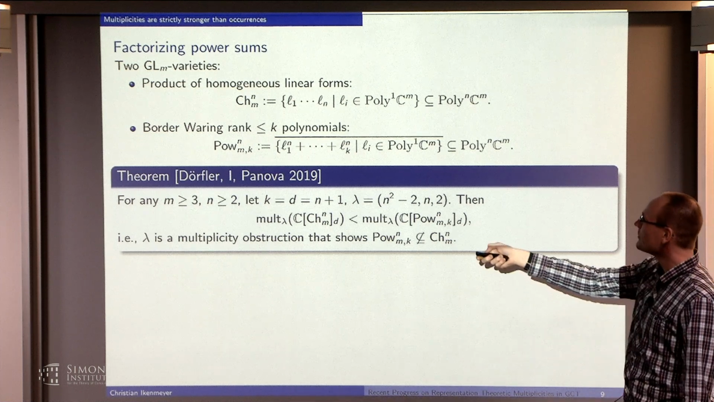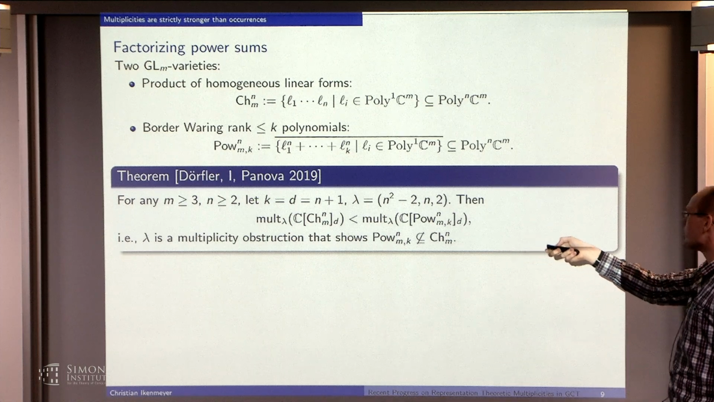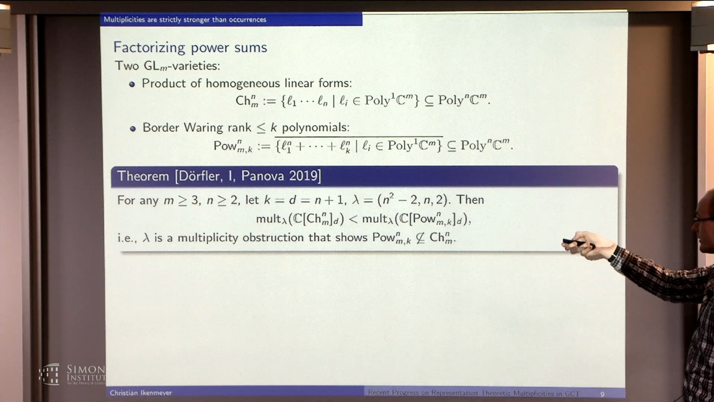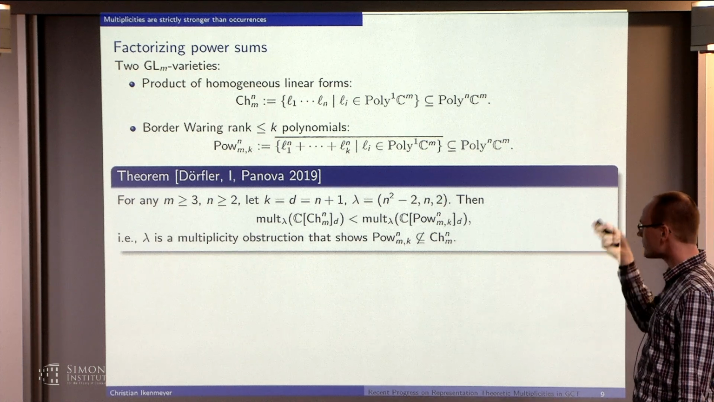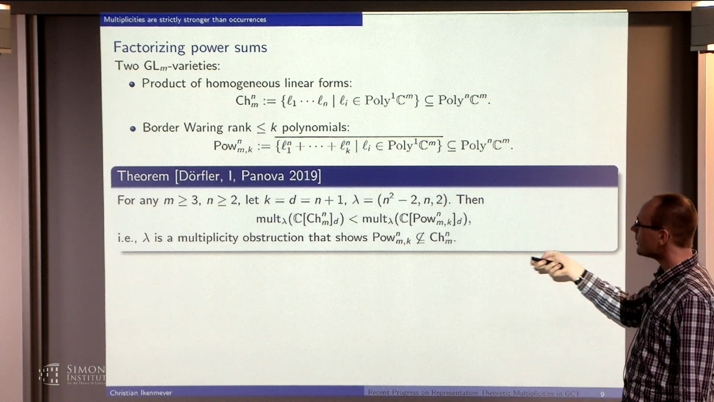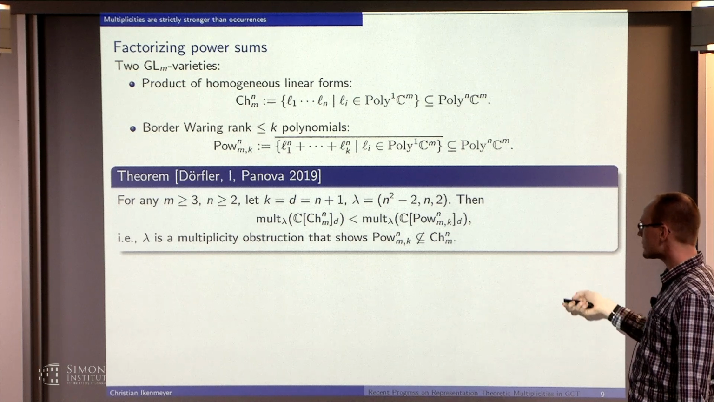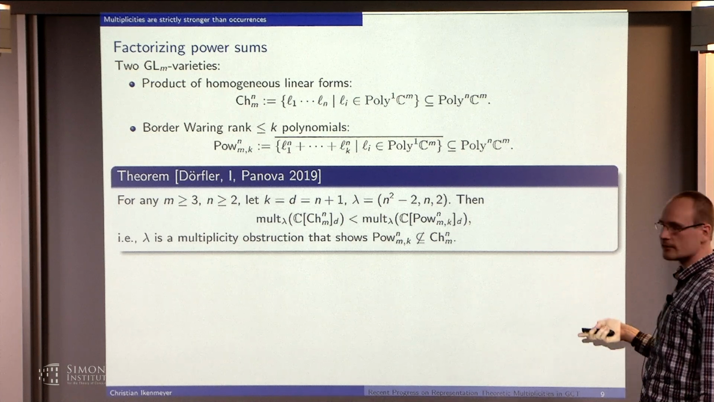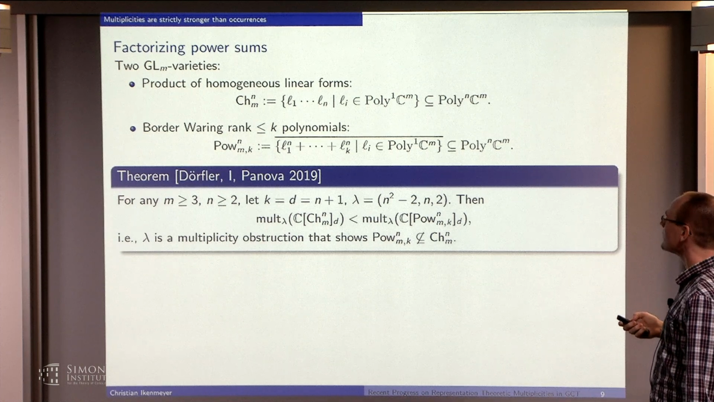So you pick any reasonable setting, n and m, and you fix k and d to be n plus 1. And this is an explicit lambda. It's n squared minus 2, n, 2. Right? It's an explicit construction of an obstruction. Then you actually have an inequality of multiplicities here. And this shows that you cannot embed this one variety in the other. And of course, you can show this by other means. It's not very difficult. But okay.